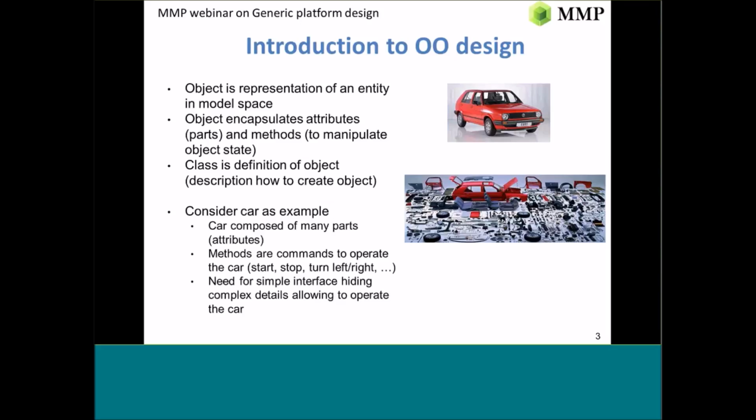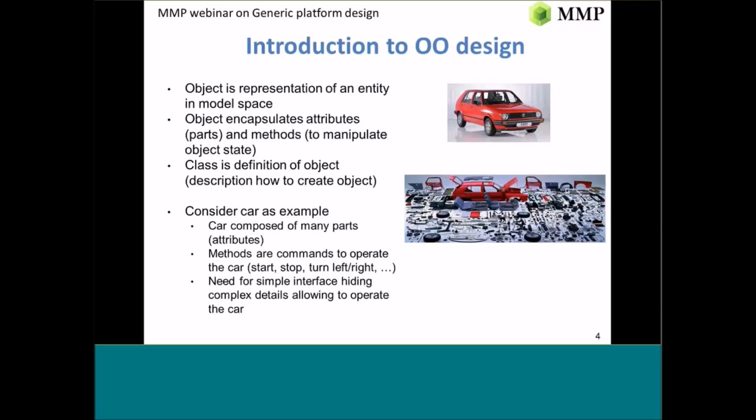So let's start with the introduction to the object-oriented design. So what is an object? An object is a representation of an entity in a model space. One of the key characteristics of the object is that it encapsulates attributes and methods. The attributes generally describe the object state, and the methods are used to query and manipulate the object state. And finally, a class is a description of how to create a new object. So the object is an instance of a class.